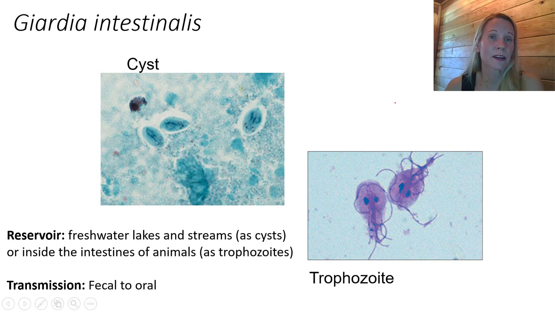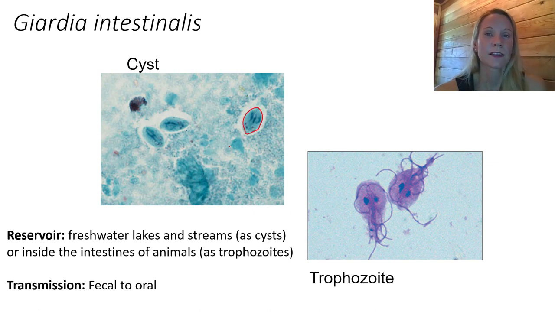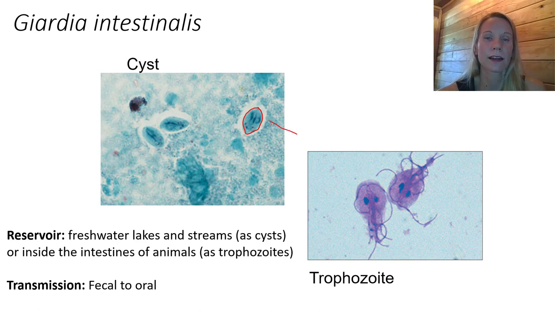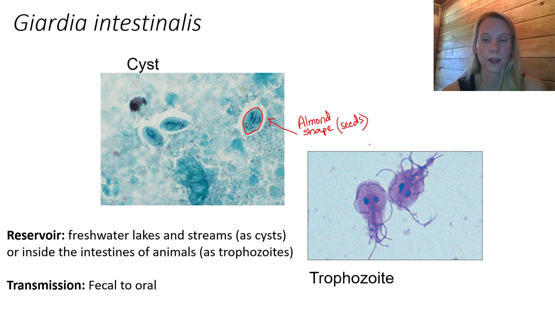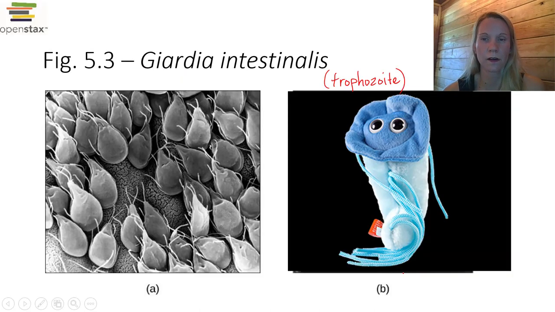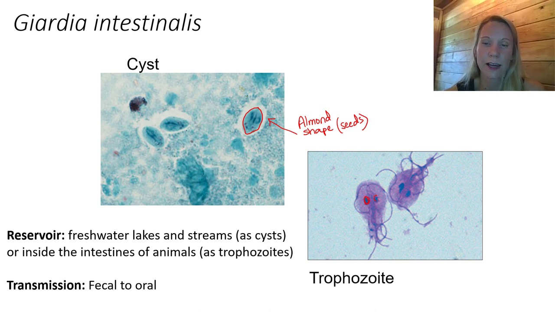So looking at a smear under the microscope, we can see the cyst form of this parasite. The cyst form of this parasite looks a lot like an almond shape, sort of like a seed, looks like seeds under the microscope. The trophozoite form, like we saw on this slide here, these are all the trophozoites. The trophozoite form has a very characteristic appearance as well. So it has two nuclei that look like eyes.